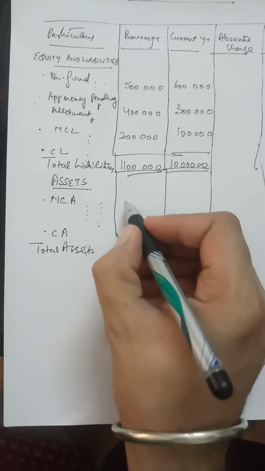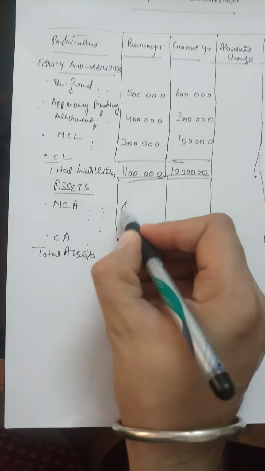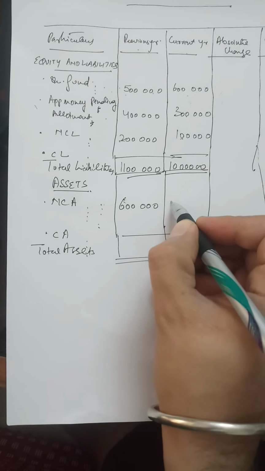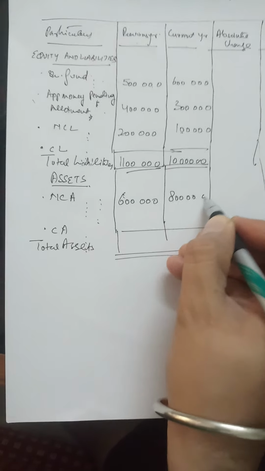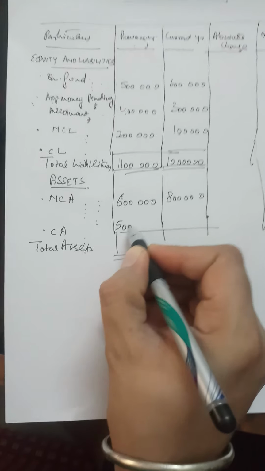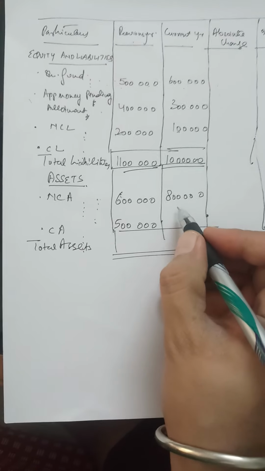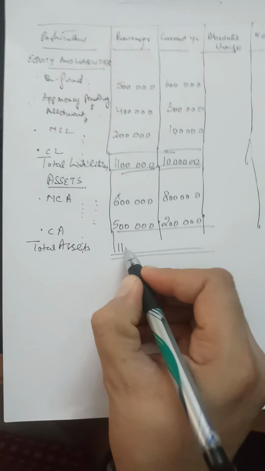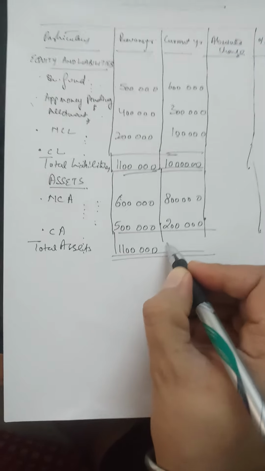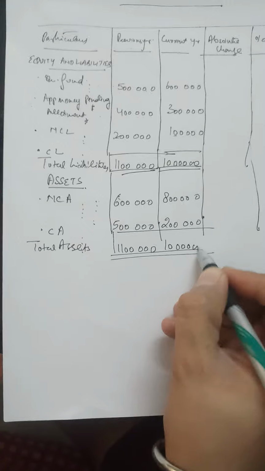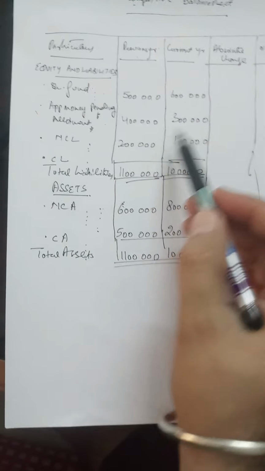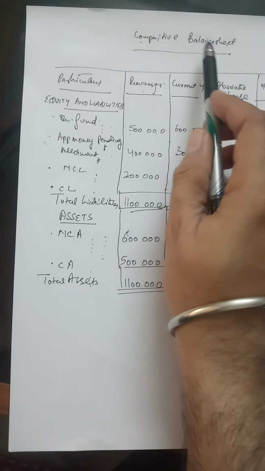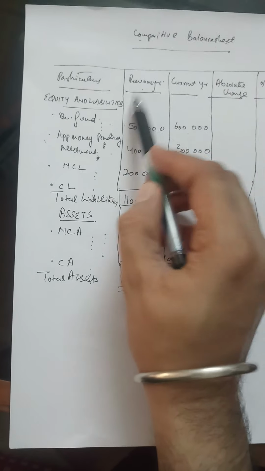Some example, let's say 6 lakh, 8 lakh, 5 lakh and 2 lakh. Now this will be 11 lakh, 10 lakh. These figures will be given in the question. What we are preparing? Comparative balance sheet which helps in comparison of two figures.